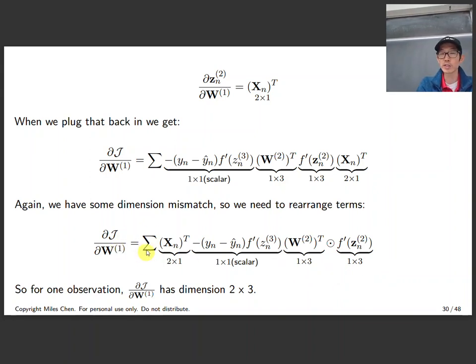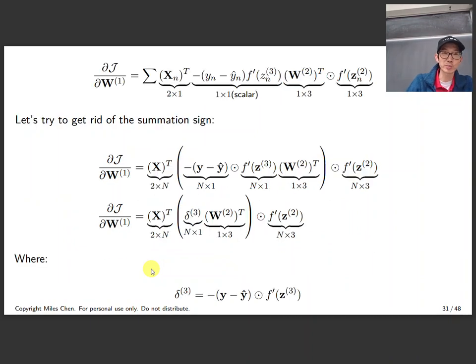And so that's what we have. We have a summation of all of these 2 by 3 matrices. Can we make our life easier by getting rid of the summation? Because if we wanted to implement this in code as it's written, this would be a for loop. For each observation in X, do this thing, get your 2 by 3 matrix, and then add it to your running result. It would work, it would just be a little bit slow.